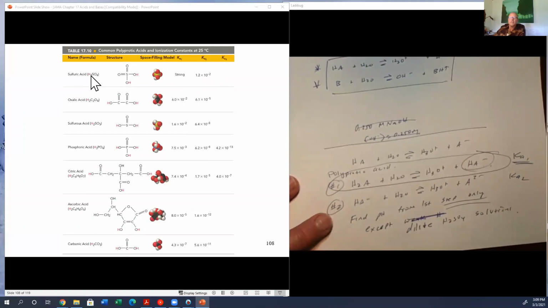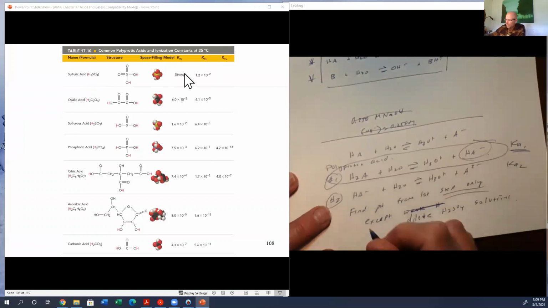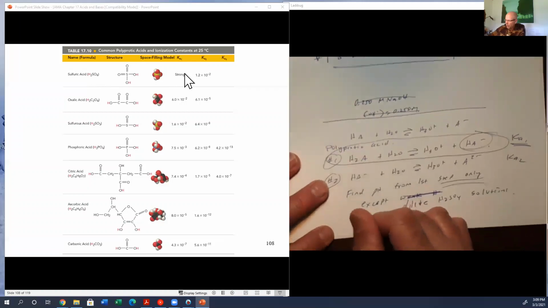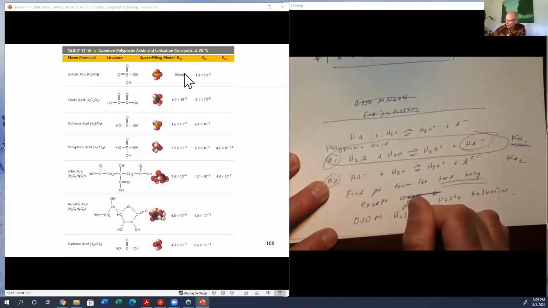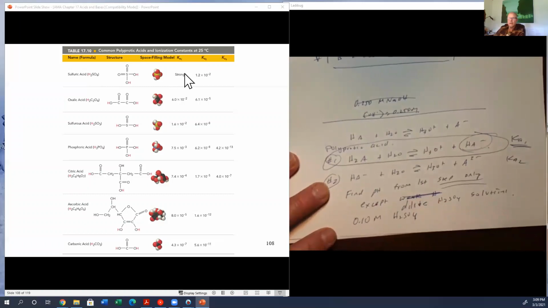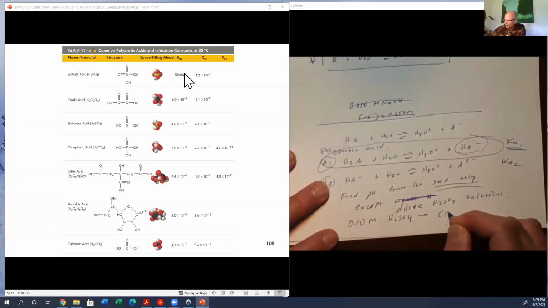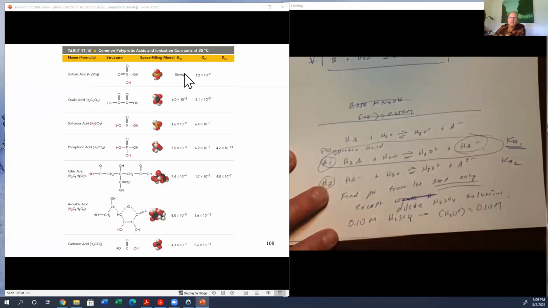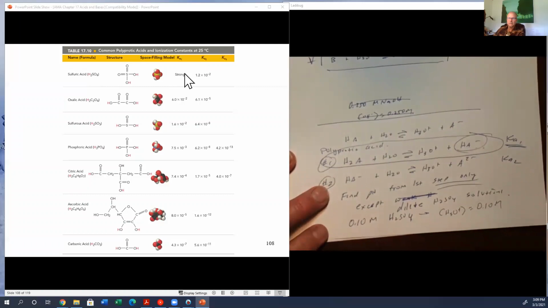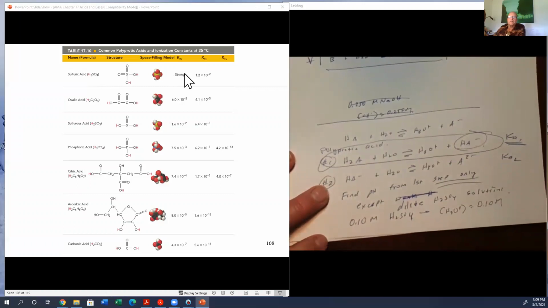So remember, sulfuric acid was one of the 6 strong acids. If you're trying to figure out the pH of a sulfuric acid solution, just treat it like a strong acid, but only worry about the first step. So for example, if I have a 0.1 molar H2SO4 solution and I want to know the concentration of H3O plus, it's equal to 0.1 molar. It just acts like a normal strong acid. And I don't really have to worry about that second step, except in really dilute solutions, which we won't be dealing with.